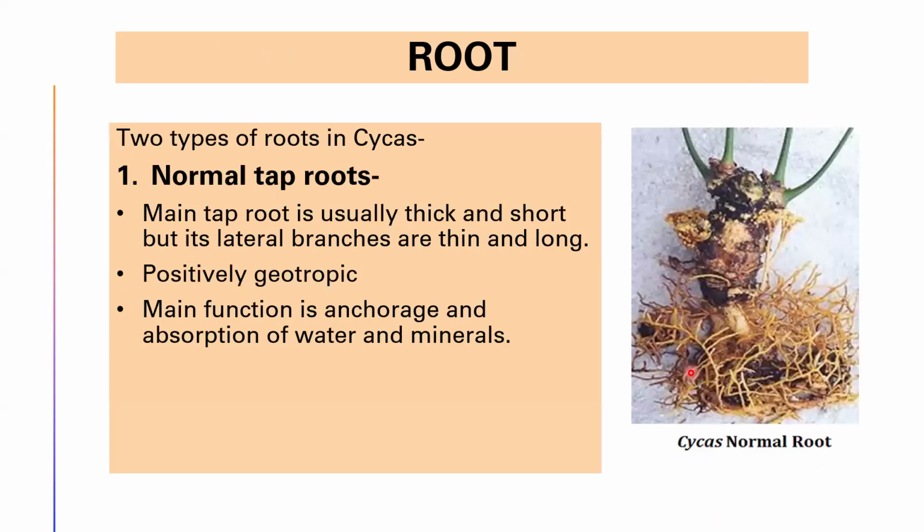Now moving on to root. There are 2 types of roots present in Cycas: normal tap roots, and second, coralloid roots. Normal tap roots perform the same function as roots in other gymnosperms. Roots are thick and short, but the lateral branches arising from the main root are thin and long. They are positively geotropic, that is, they respond positively to gravity, and their main function is to provide support and absorb water and minerals.